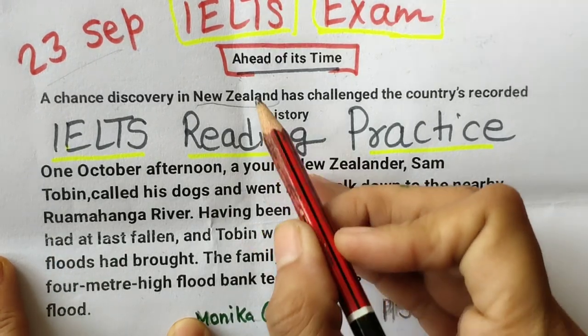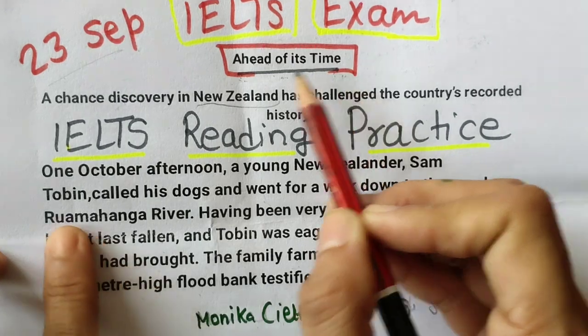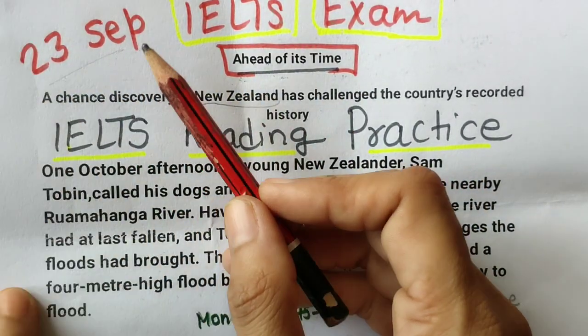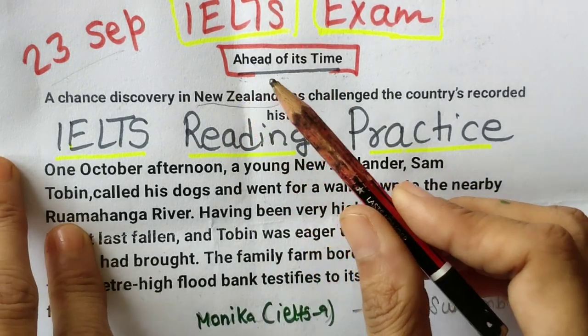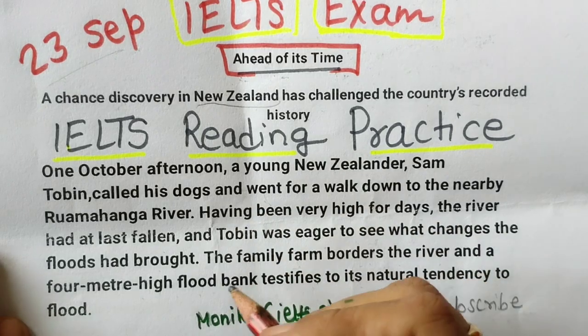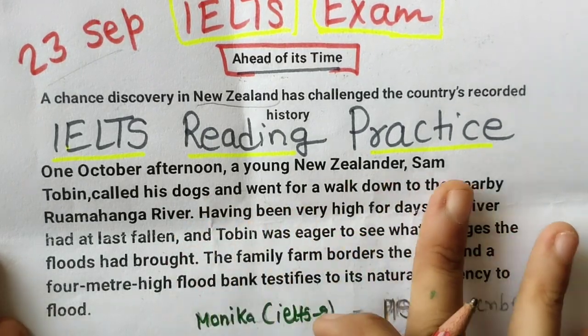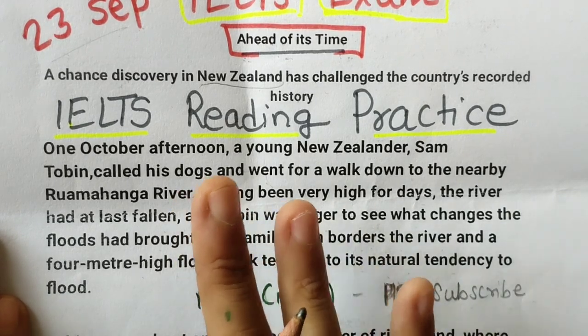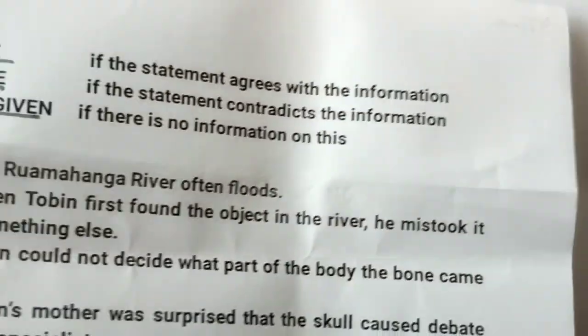You can see this reading name is ahead of its time. So this reading was part of this 23rd September exam in India. Don't worry about it, this reading can come in other countries also. So do practice with me only. Just think that this reading will come into your exam, and thoroughly do practice and try to find more correct answers with me.